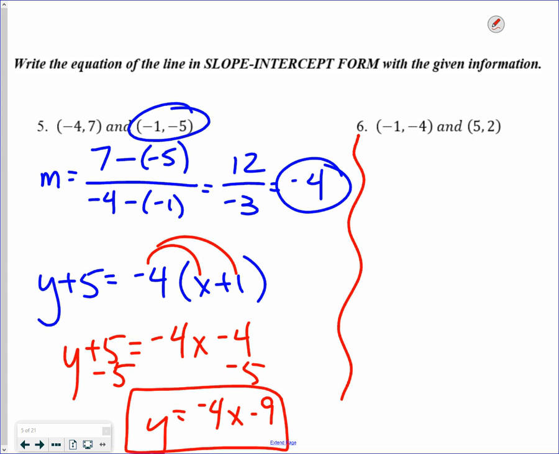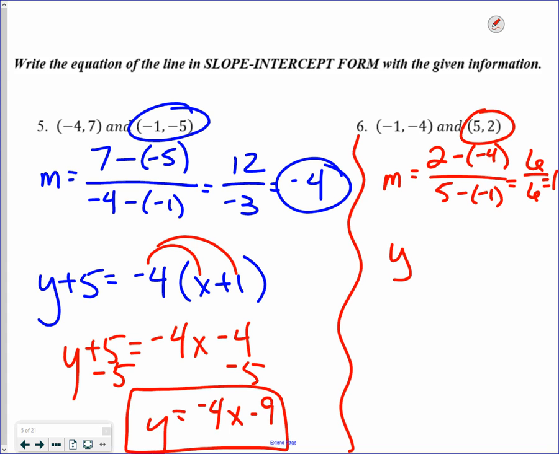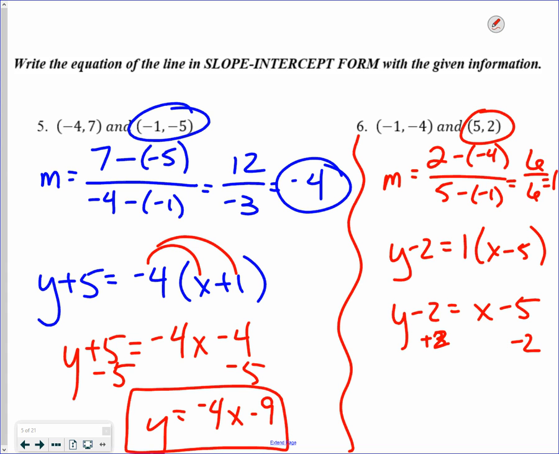Next one, I didn't give myself a lot of room here. I'm going to find the slope. So I'm going to take y minus y over x minus x. I'm going to get 6 over 6, which is a slope of 1. Picking one of the 2 points, I plug it into the point slope formula, distribute the slope. Oops, sorry, adding 2 there. So y would equal x minus 3.